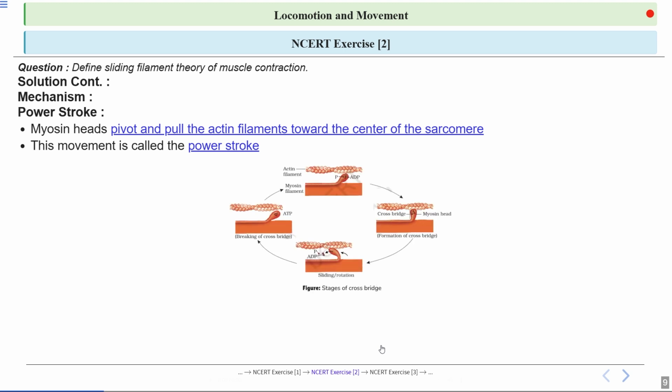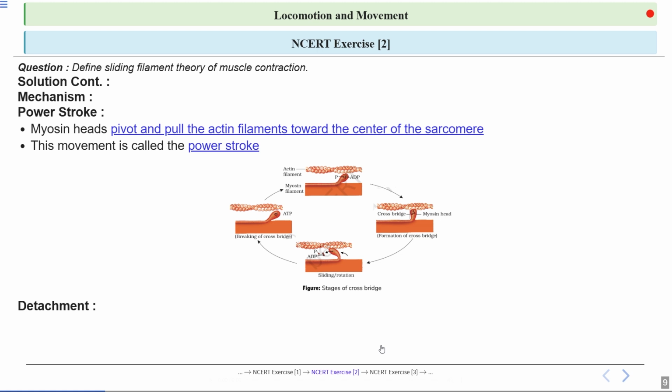We have already talked about this diagram, which is showing the formation of the cross bridge. Now, after the power stroke, the next step is detachment. The myosin heads need to let go of the actin so they can reset and start the process again.